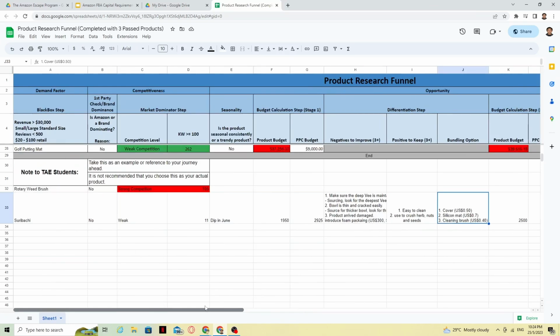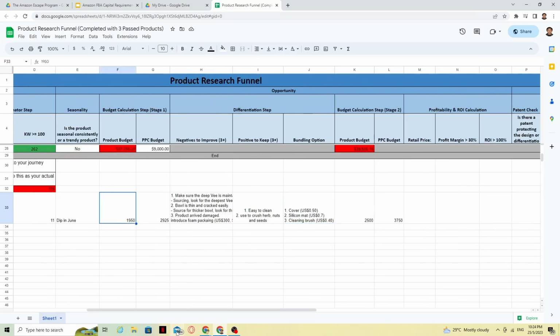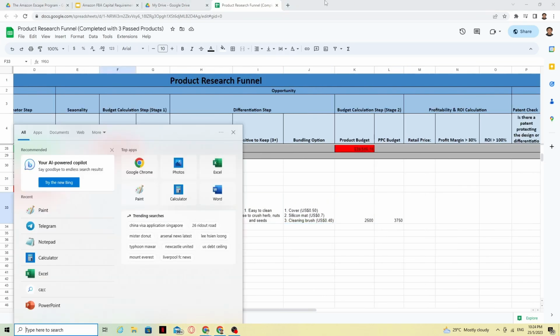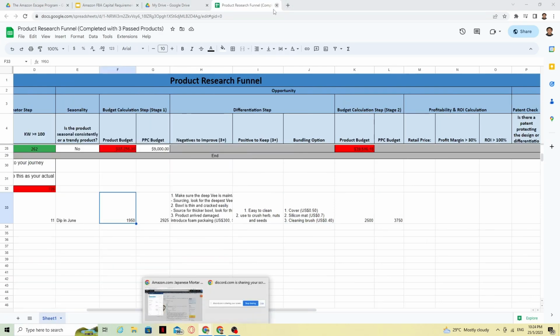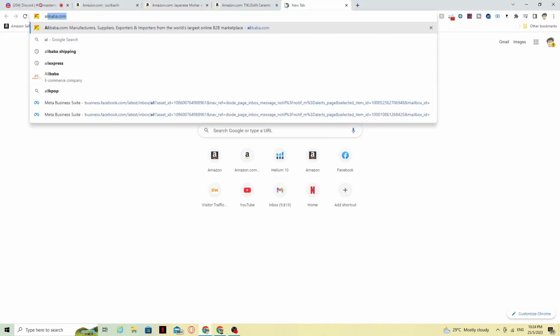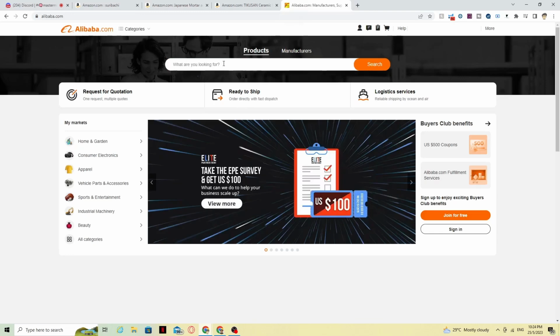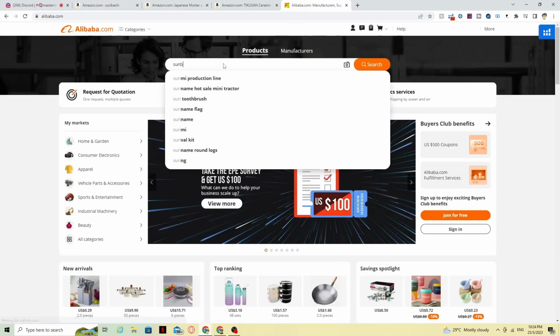Our per unit cost, I can't remember it. How much was our per unit cost? Alibaba, there we go. Alibaba. Suribachi.